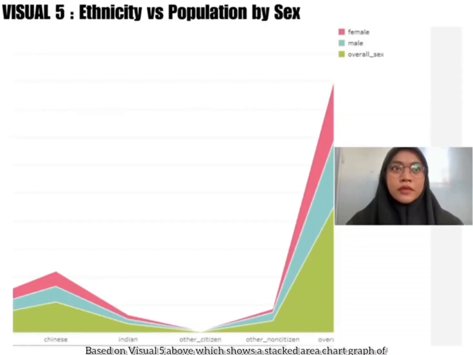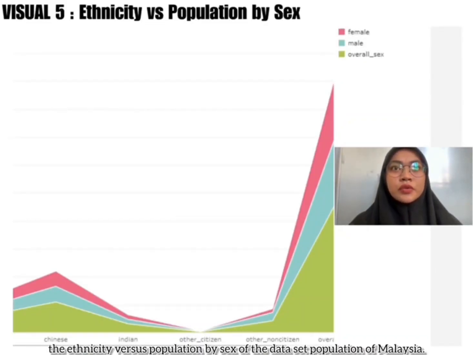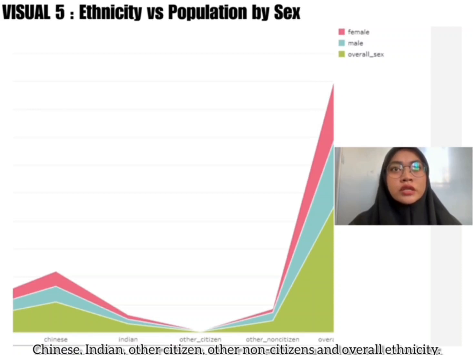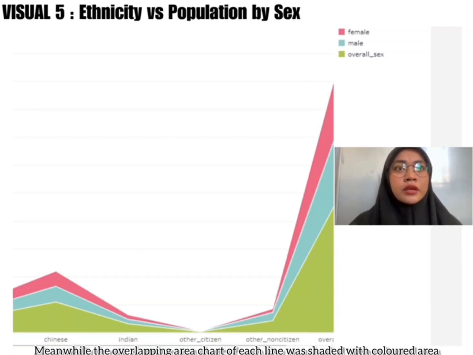Thus, the overall of the gender are 524,407. Based on Visual 5 above, we show a stacked area chart graph of the ethnicity versus population by sex of the dataset population of Malaysia. The ethnicity included are mainly Bumiputra Malay, Bumiputra Other, Chinese, Indian, other citizen, other non-citizen, and overall ethnicity. Meanwhile, the overlapping area chart of each line was shaded with colored area representing the sex or gender, that is pink for female, blue for male, and green for overall sex.